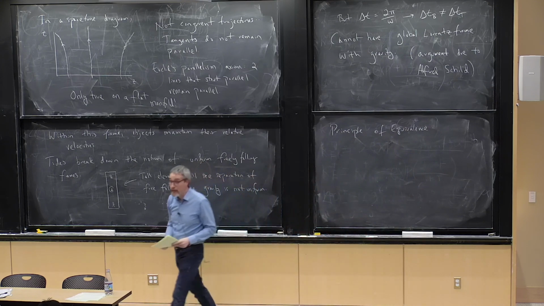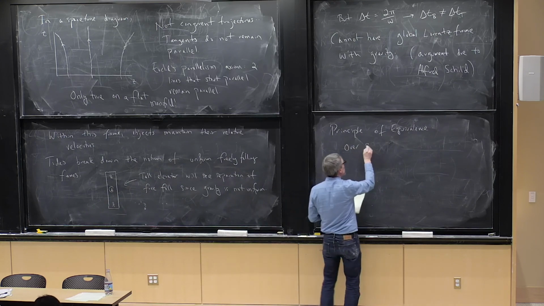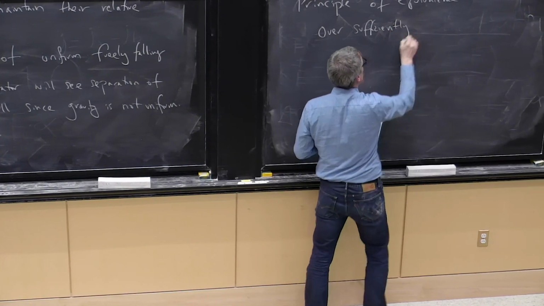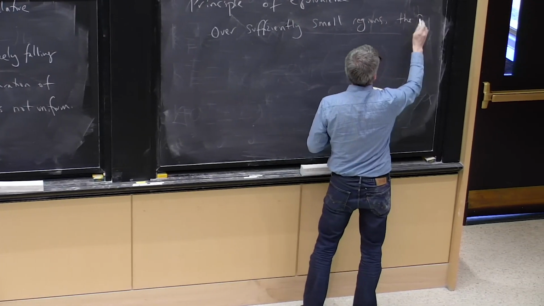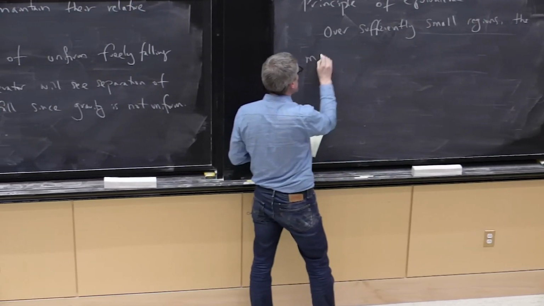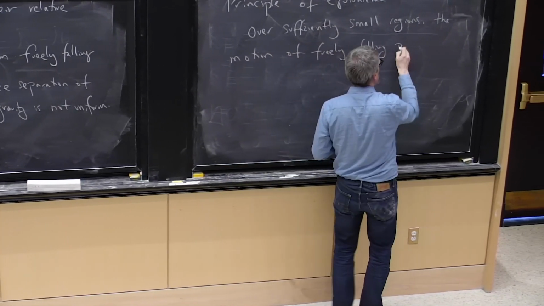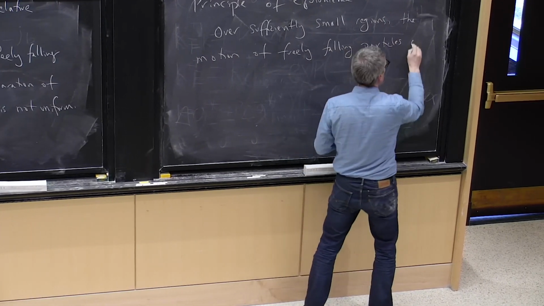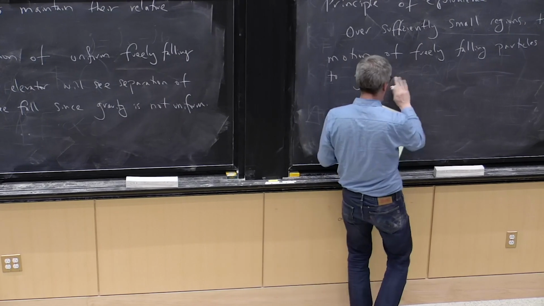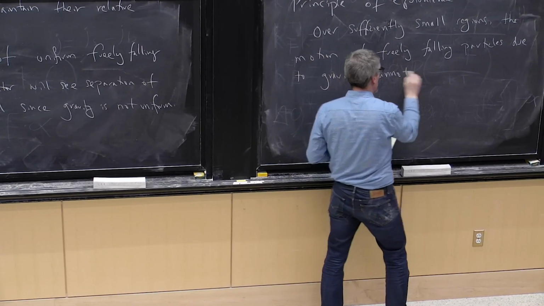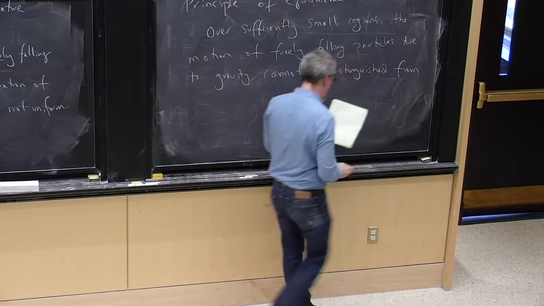Principle of equivalence, or one formulation of it, tells me that over sufficiently small regions, motion of freely falling particles due to gravity cannot be distinguished from uniform acceleration.